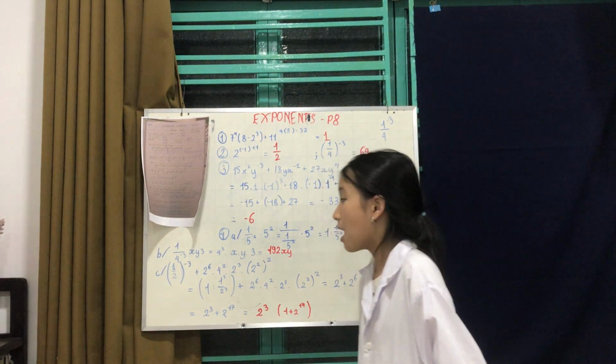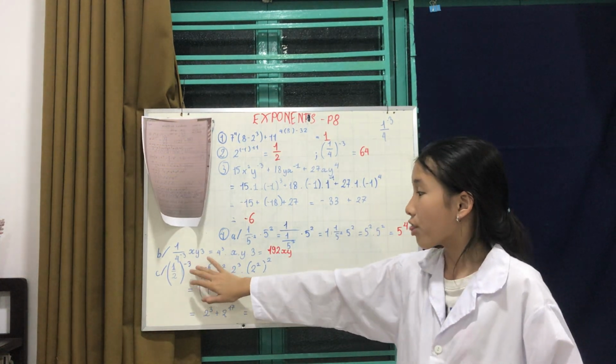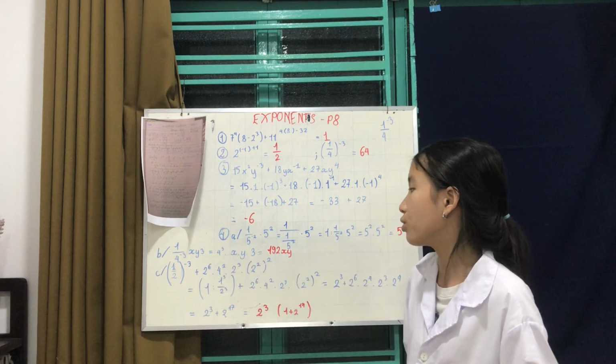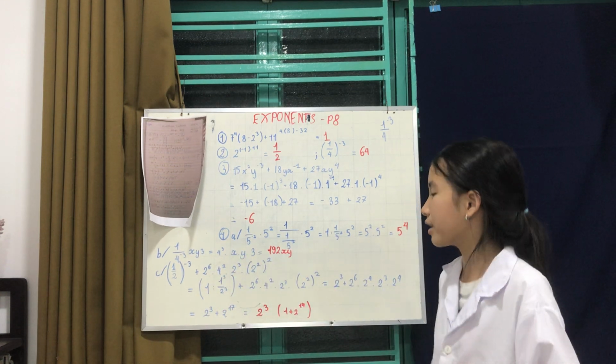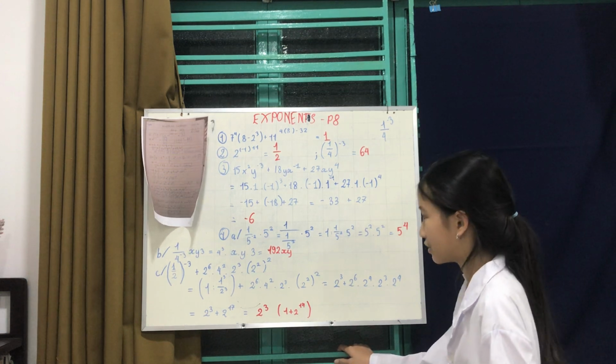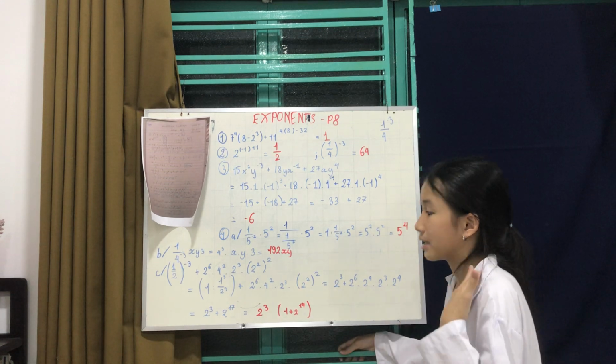Problem number C is about (1/2) to the power of -3 plus 2 to the power of 6 times (4 to the power of 2 times 2 to the power of 3 times (2 to the power of 2) to the power of 2). So, just like the other problems, we translated this out.